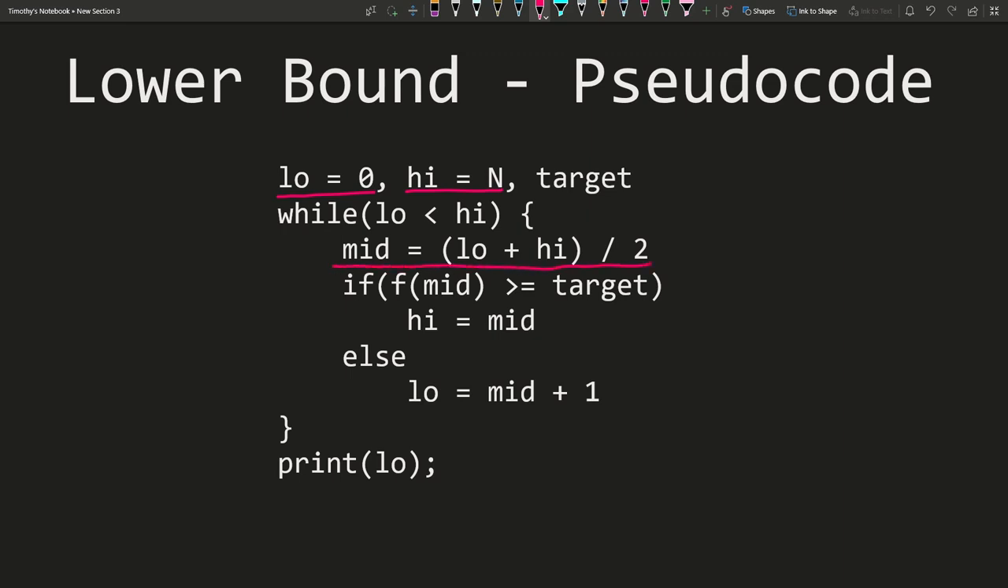And then if we pass that middle number into our function and see that it's greater than or equal to our target, then we'll set our high to the middle value so that we look on the left side. And if our f of mid is less than the target, then we want to change our search range to the right side. And until that's done, essentially what we're going to do at the very end is print this low here. And then we found our lower bound.